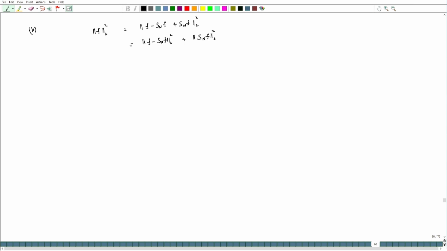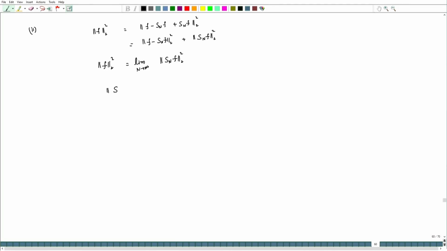Now, as we can see, the 2-norm of f is equal to the limit as n goes to infinity of the norm of S_n f squared, because already you have proved that S_n f converges to f in the mean square, in the 2-norm. Therefore, this happens. So, let us just calculate what is our norm of S_n f squared.